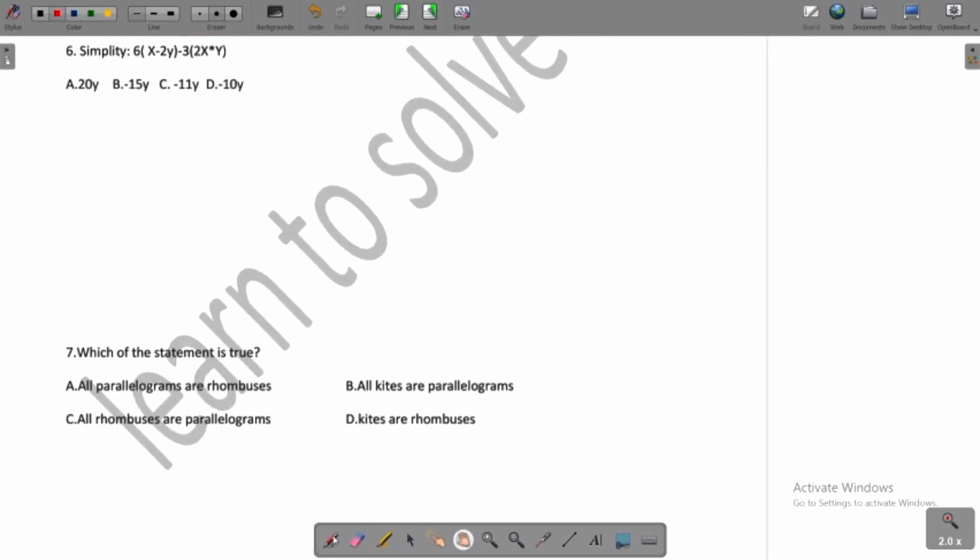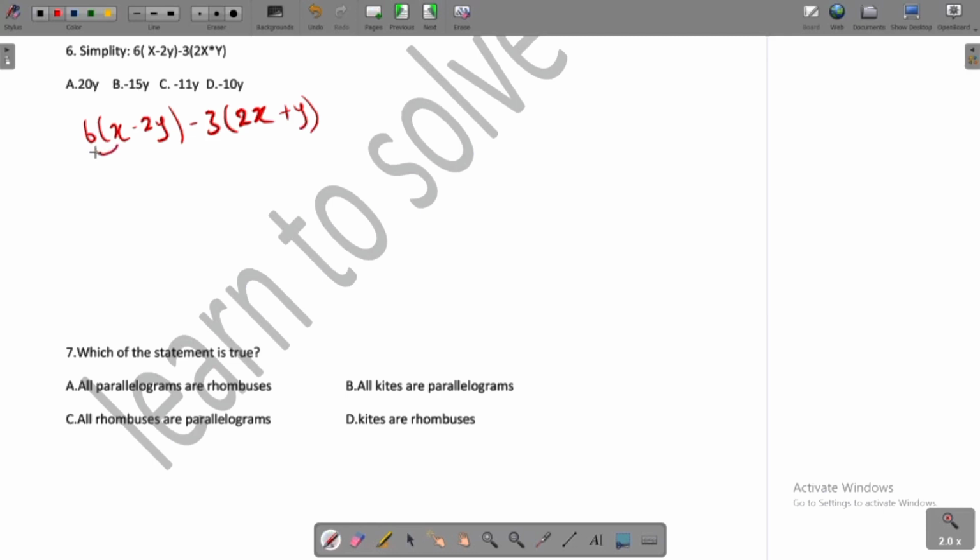So solving this is straightforward. What you just need to do is open your bracket. So we have 6x minus 3 (2x plus y).